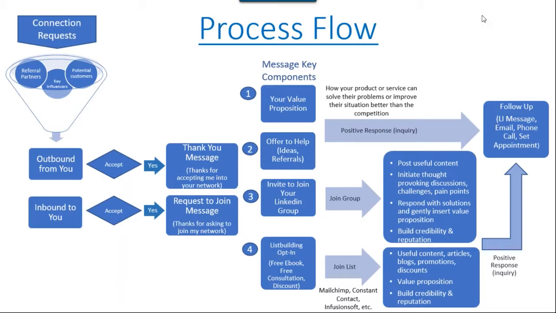The last component is the list building opt-in. Once people join your list, they go into your email marketing programs such as MailChimp, Constant Contact, or Infusionsoft. And then that opens them up to receive your newsletter. In your newsletter, you're going to post useful content, articles, blogs, promotions, and discounts. You're also going to have your value proposition in there, and you're building your credibility and reputation. Every time I send out my newsletter, there are new people on my list who are interested in my products or services. But this is the process flow in terms of a lead generating activity.